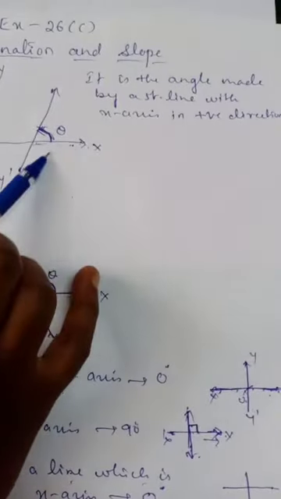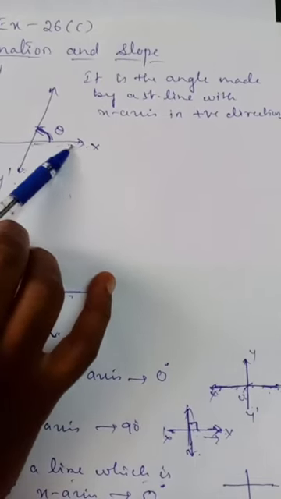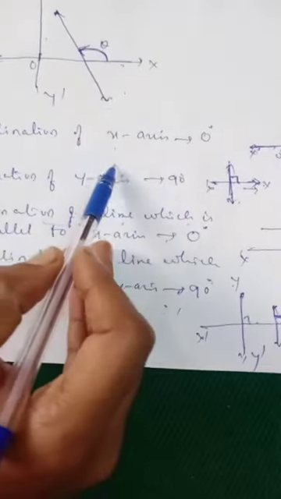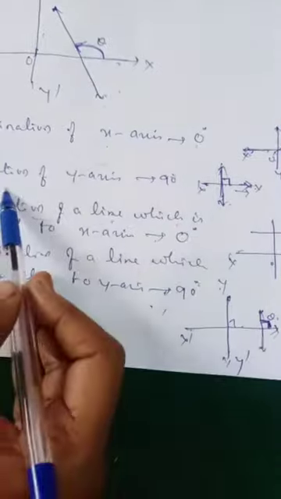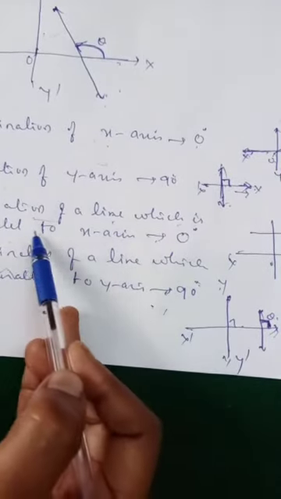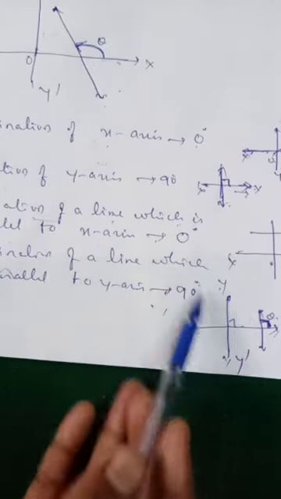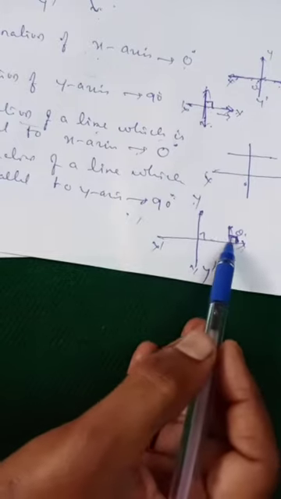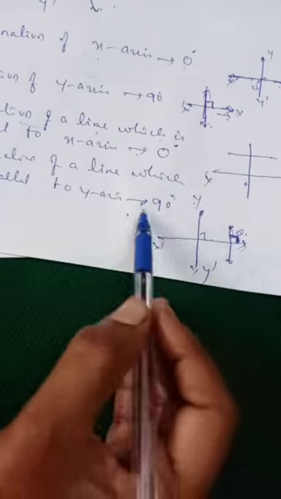It is the angle made by a straight line with the x-axis in the positive direction, in an anti-clockwise direction. So there are 4 points here. Inclination of the x-axis is 0. Inclination of the y-axis is 90. Inclination of a line parallel to the x-axis is 0. Inclination of a line parallel to the y-axis is, so here this is the angle, 90 degrees.